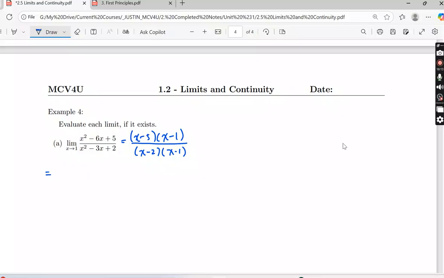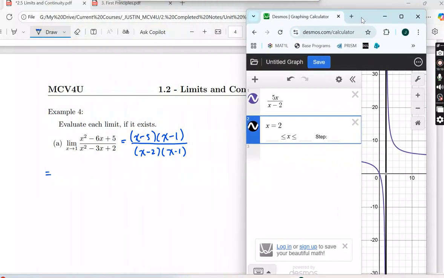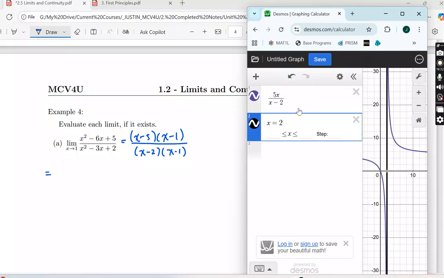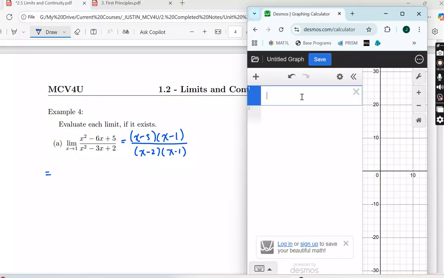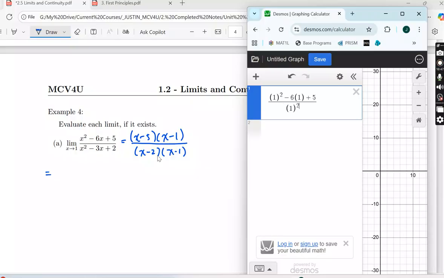What the values would be, just to kind of see where the limit would lie. So if I were to sub in 1, what would happen is, you know what, let me go ahead and just sub it in so I can show you. 1 squared minus 6 times 1 plus 5 over 1 squared minus 3 times 1 plus 2. Undefined. Well, why is that?